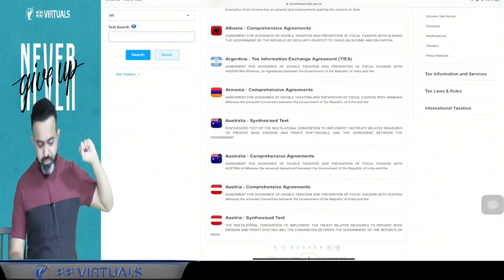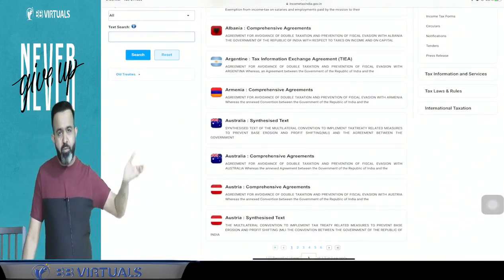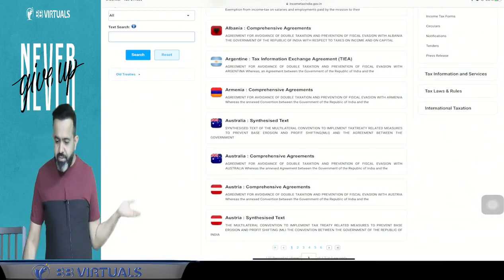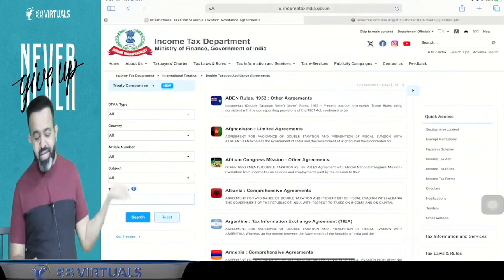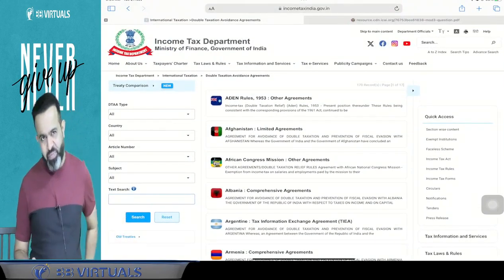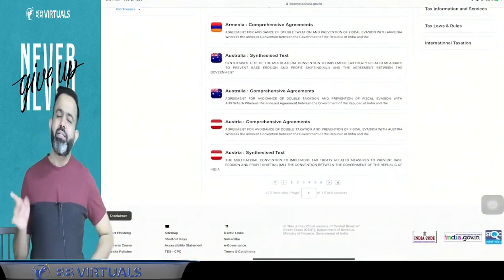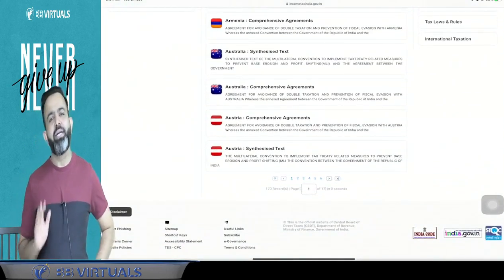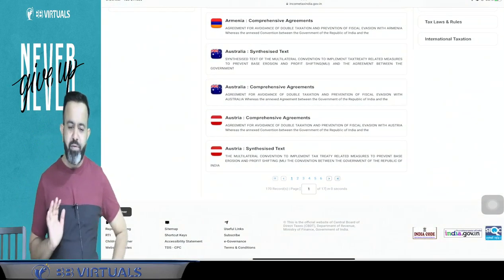Earlier that number was less, and now this number has substantially increased to 170. Do we have 170 agreements? The answer is no. But guys, what happened due to that multilateral instrument? Every agreement has changed, meaning most of the agreements we have changed.